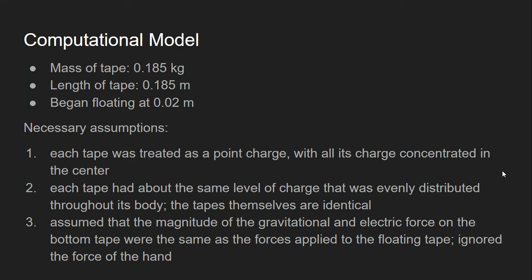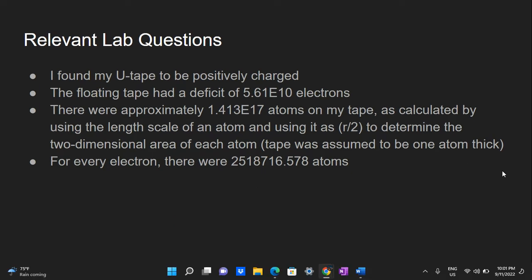For the necessary assumptions, each tape was treated as a point charge. Each tape was more or less identical to the other, and as a result, the magnitude of the gravitational and electrical force on the bottom tape were the same as the forces applied to the floating tape. And I ignored the force of my hand because we were looking at the system as being the floating tape, and while the surroundings include the force of gravity and the electrical force, the hand itself is not able to exert a force on it.